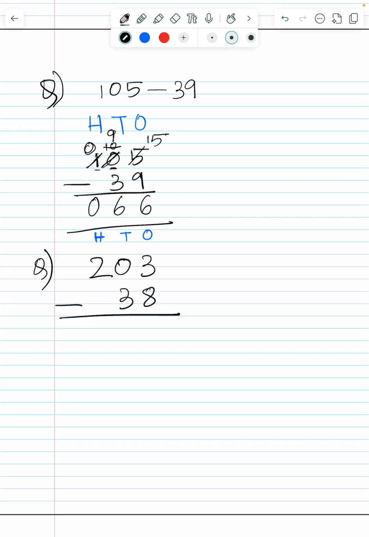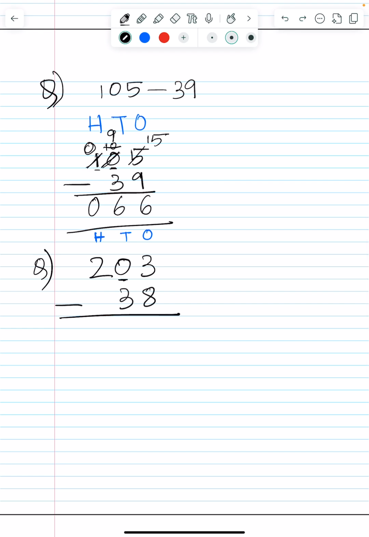What is to the left of 3? Left of 3 is 0, and we cannot borrow from 0. If we find a 0, then we go one more left. What is one more left? One more left is 2. So we need to borrow from 2.